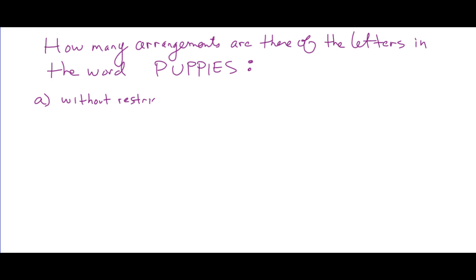Now, when I say without restrictions, there are restrictions, right? We know that we have those 3 repeating letters. So we say, okay, puppies, we have 1, 2, 3, 4, 5, 6, 7 letters. They can be arranged 7 factorial ways, but 3 of them are P's. I can't tell the 3 P's apart, which means that every 6th arrangement of that is going to look the same. And so that works out to 840.